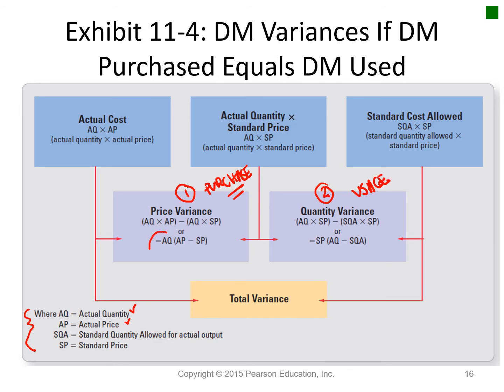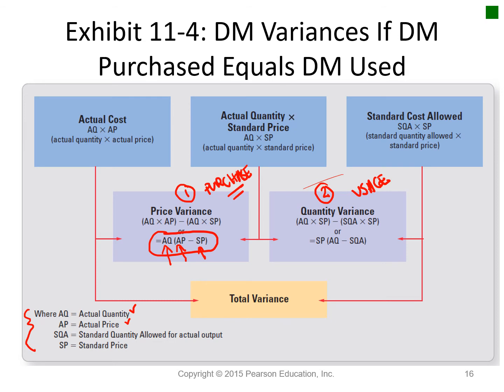So when you see this basic calculation, what you're really trying to get to is the actual quantity is what you actually purchased. And what you're basically doing is you're comparing what you paid, that's AP, what you actually paid for the materials, versus the standard price that you paid. Again, you want the actual price to be less than the standard price. You take the difference, multiply by what you actually purchased. That's going to be your price variance.